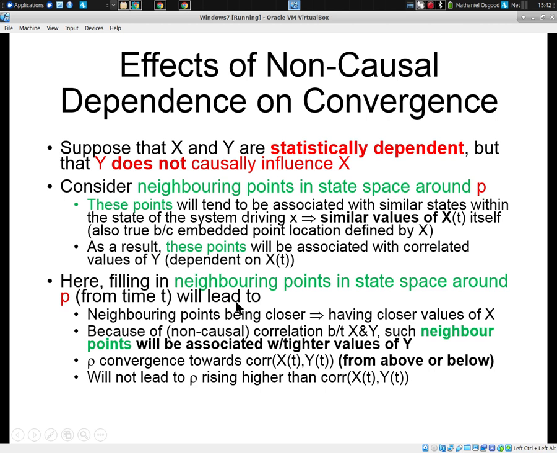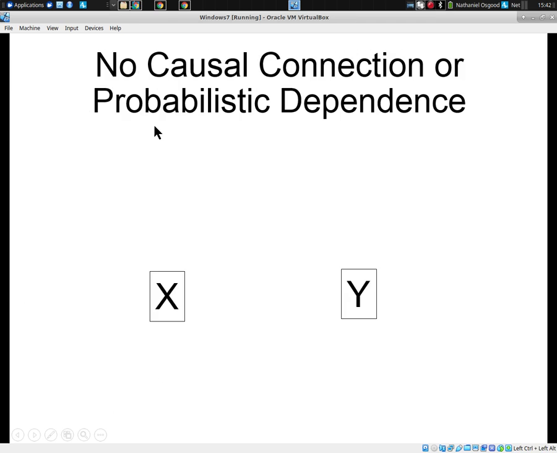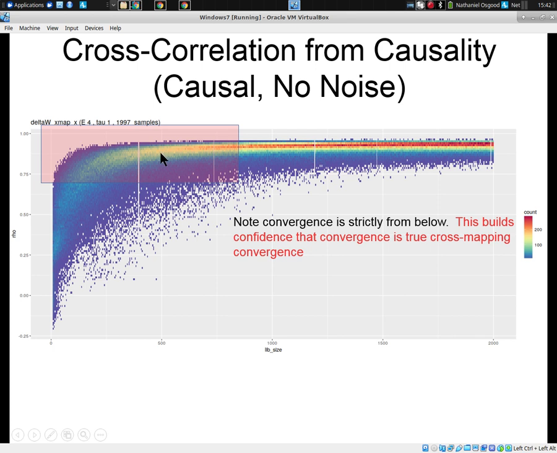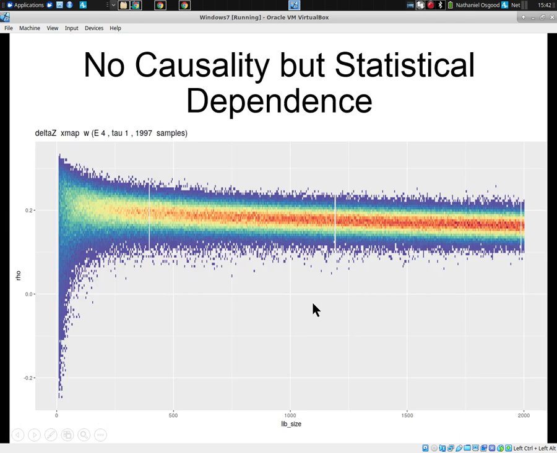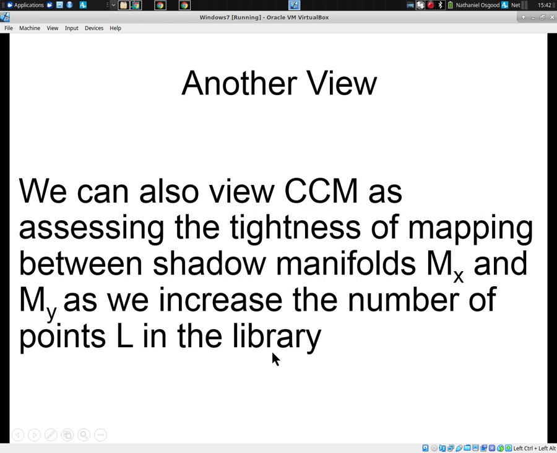But filling in neighboring points in the state space around this, they'll be associated with tighter values of Y, and it will tend to converge towards this correlation. It doesn't lead to a general swing upwards. It's not larger and larger as you add points in. It doesn't approach one or approach a very high value. Instead, it tends to converge to something that reflects the correlation. Okay, reflects it, right.